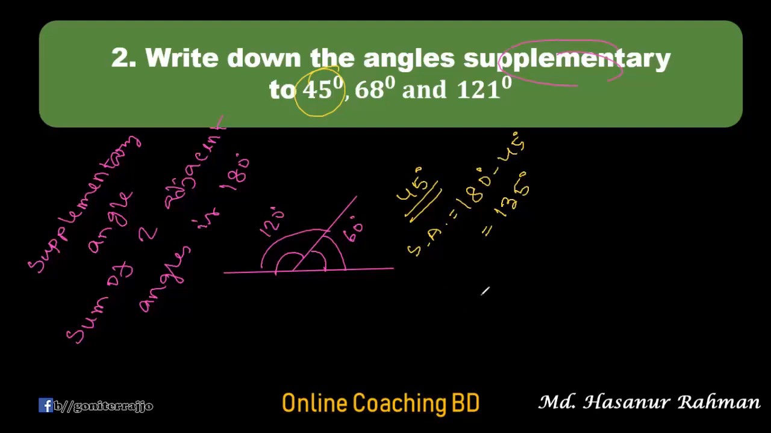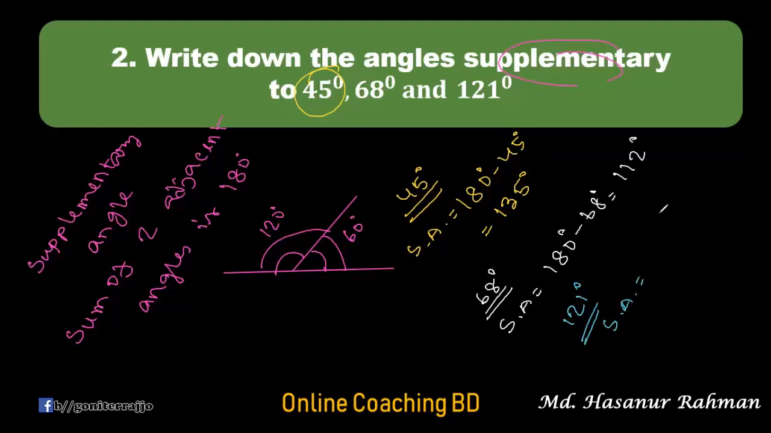Now, if I want to find out the supplementary angle of 68, how can we find it? We have to subtract 68 from 180 degree. Then we'll get 112 degree. And the last one, we have to find out the supplementary angle of 121 degree. So how can we solve it? We have to subtract this 121 from 180. Then our answer should be 59 degree.